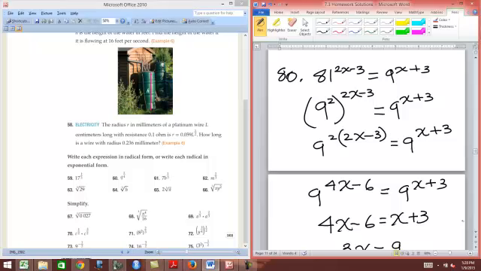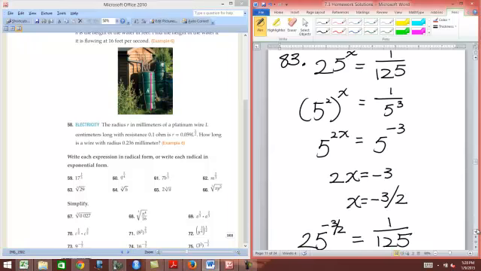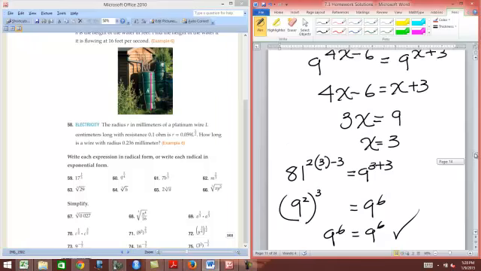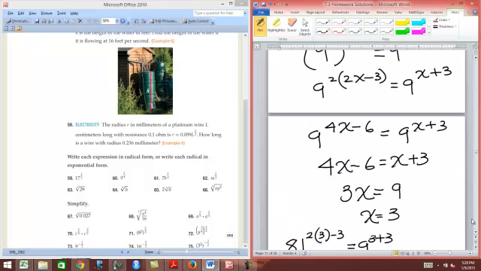And so now we make the exponents equal to each other. 4x minus 6 equals x plus 3. Oops, what did I do? Okay. 4x minus 6 equals x plus 3. 3x equals 9, x equals 3, and I check it.